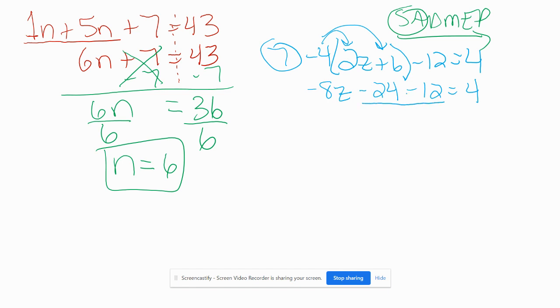Negative 24 and minus 12 are like terms. So I'm going to bring down that 8z. And if it helps, I can make that add the opposite. So negative 24 plus negative 12 is negative 36.